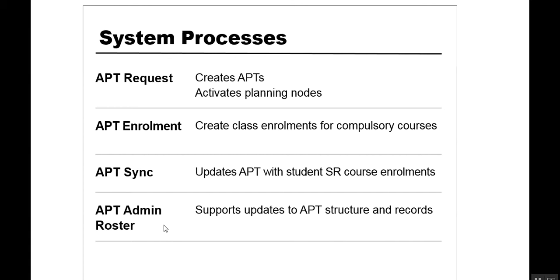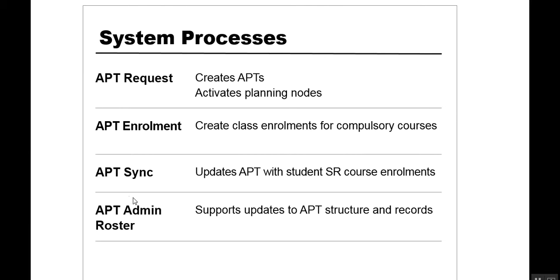And then finally, the APT administrative roster. So this supports updates to the APT structure and records. So if I need to substitute course B with course A, because we're making a late change to the program of study after the APTs have been created, then that is the tool that we will use.